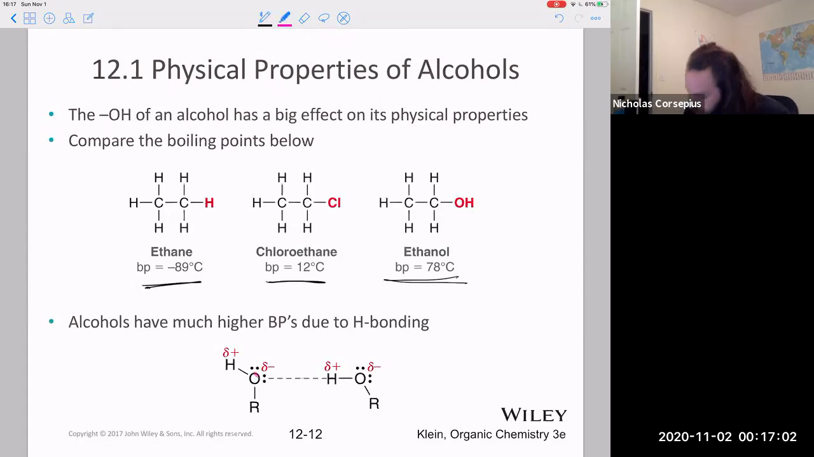So the OH, or the oxygen in that alcohol group, is a good hydrogen bond acceptor, and the hydrogen in that OH group is a good hydrogen bond donor. All right, so these are polar groups, and they can interact with one another in neighboring molecules really strongly.